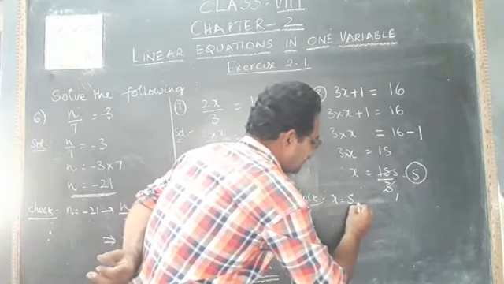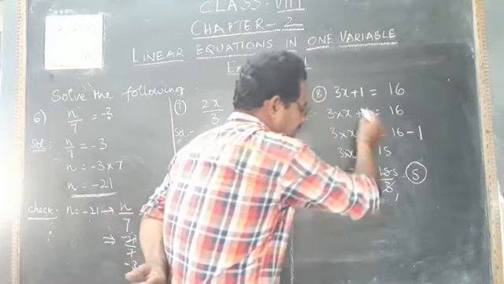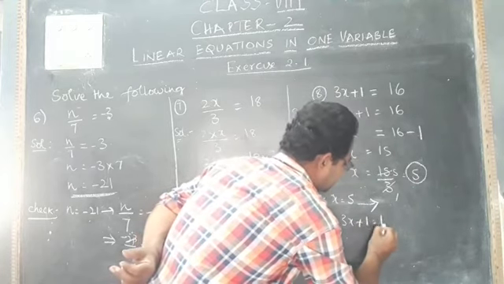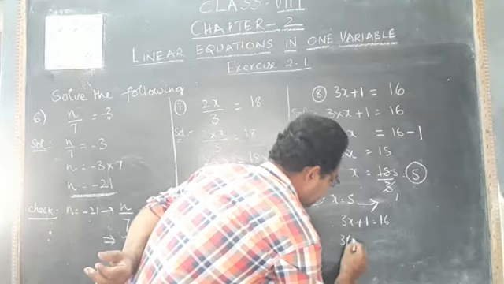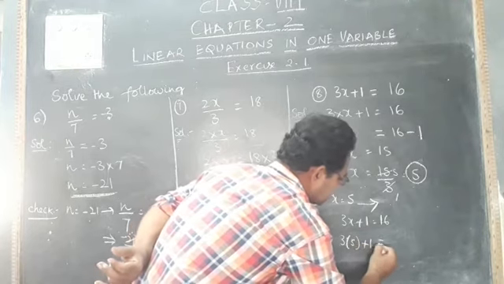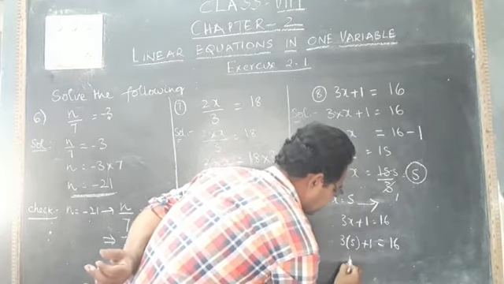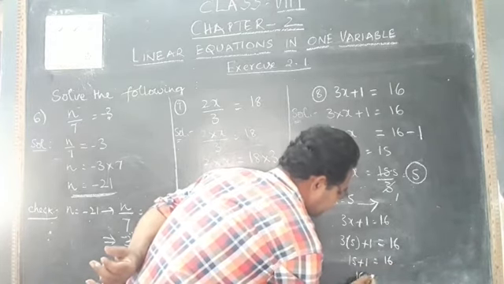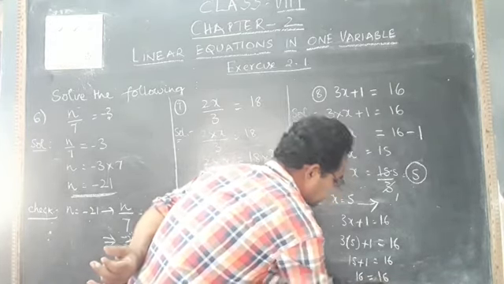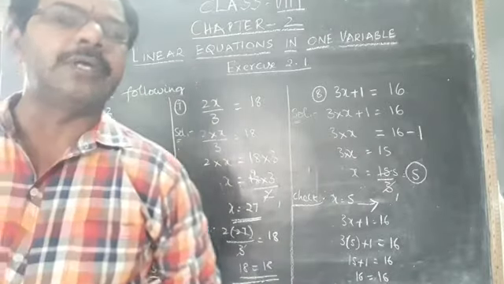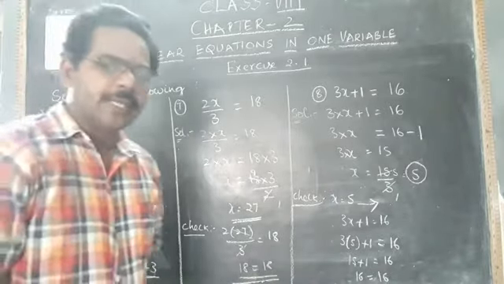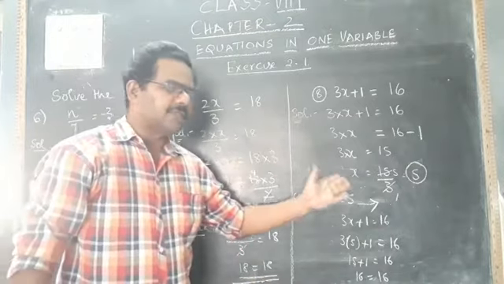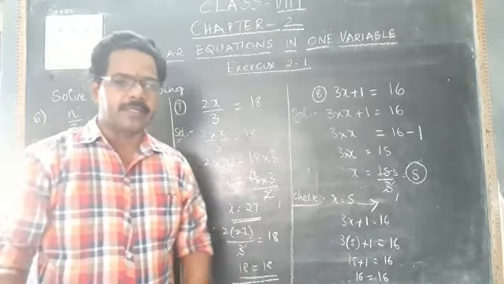If we substitute x is equal to 5 in the given equation 3x plus 1 is equal to 16, means 3 into 5 plus 1 is equal to 16. 3 fives are 15 plus 1 is equal to 16. That means 16 is equal to 16. Left hand side is equal to right hand side. Okay, so both sides are equal. So the solution for the sum which we have done is correct.